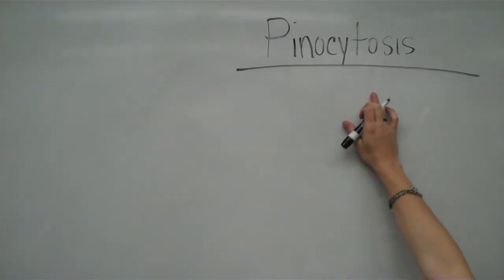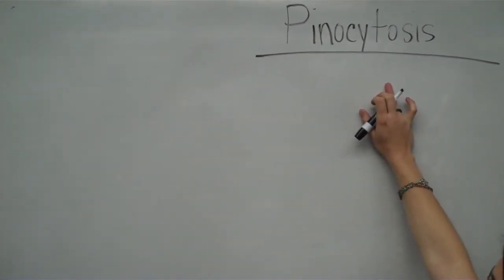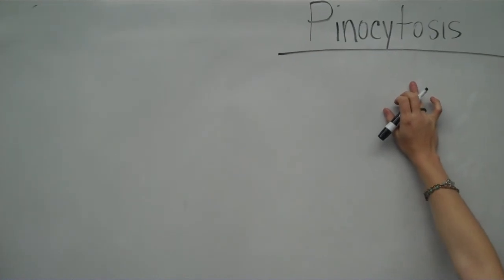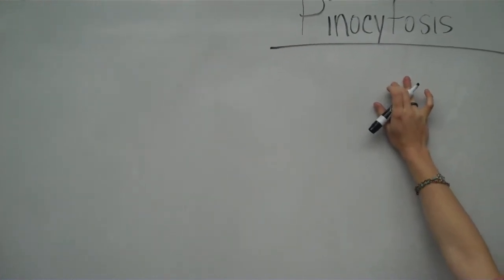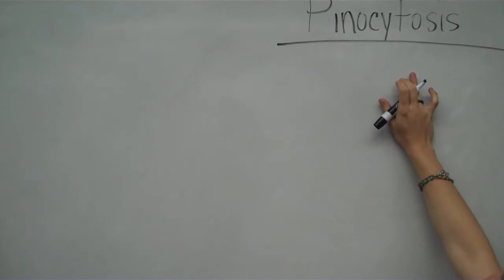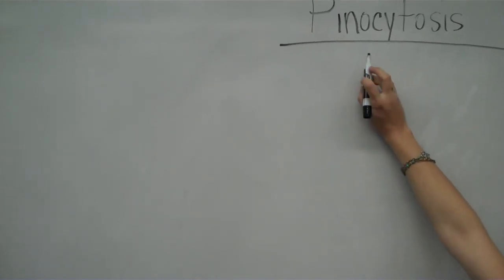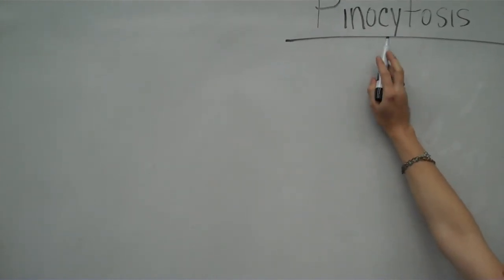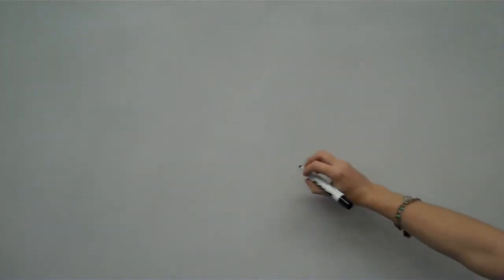Okay, we're going to talk about pinocytosis. Pinocytosis is another form of endocytosis. But in pinocytosis, we're consuming fluids, not solids, such as in phagocytosis. Pinocytosis literally means cell drinking. So we're going to be taking in fluids.